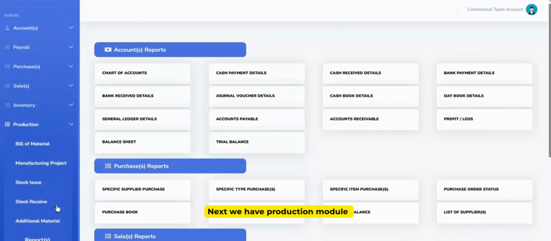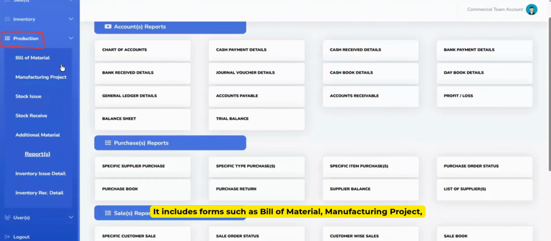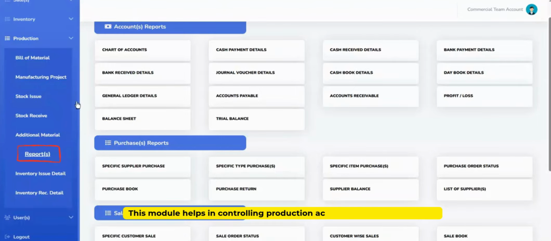Next, we have the Production module. This module is specifically used for manufacturing and production processes. It includes forms such as bill of material, manufacturing project, stock issue, stock receive, and additional material. Its reports include inventory issue detail and inventory receive detail. This module helps in controlling production activities and material usage.